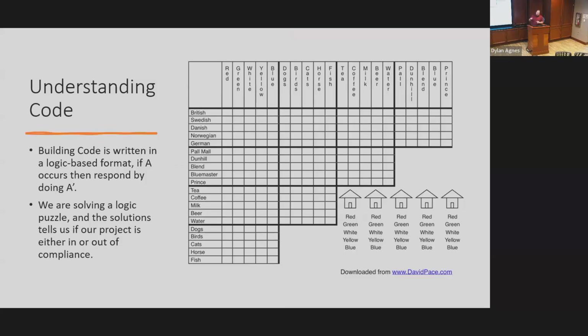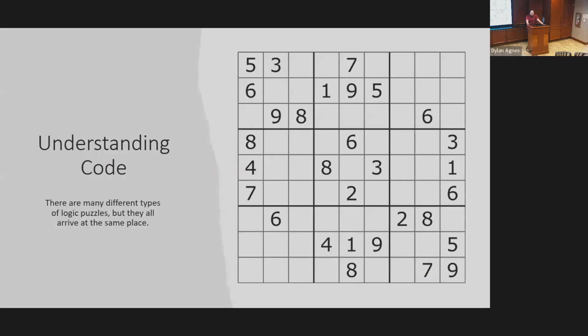Understanding code. Building code is written in a logic-based format. If you have this, then do this. Or at least it really tries to be. It tries not to have sections open for interpretation, but it does allow that for various instances in controls. So basically, think about it, you're solving a logic puzzle, right? There are many different types of logic puzzles, and a lot of them are in the code. You just have to recognize what logic puzzle you're looking at. But regardless of which one, they all arrive at the same place. What we want to be is compliance.